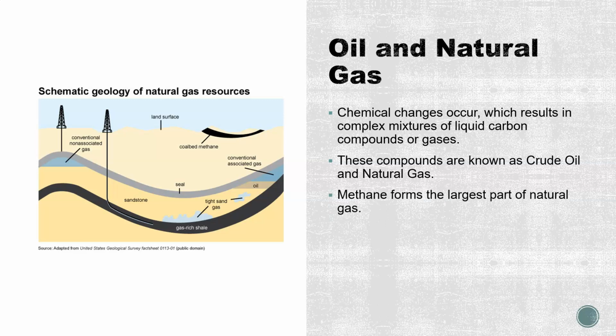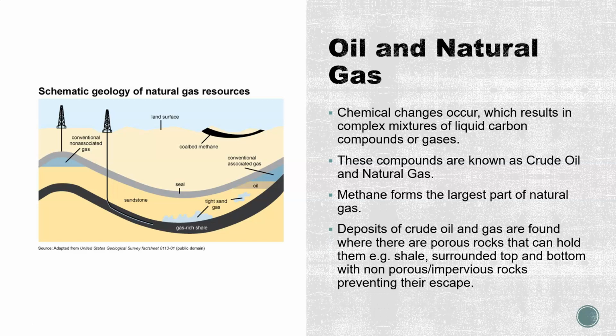Methane forms the largest part of natural gas, and we've looked at methane. We've done that weird comparison early on between methane and water. It's all going to start making sense now. So deposits of crude oil and gas are found where there are porous rocks that can hold them. So for example, shale. Surrounded top and bottom by non-porous rocks or impervious rocks, preventing their escape. You always have your cap rocks and your base rocks with the oil and gas forming in between.